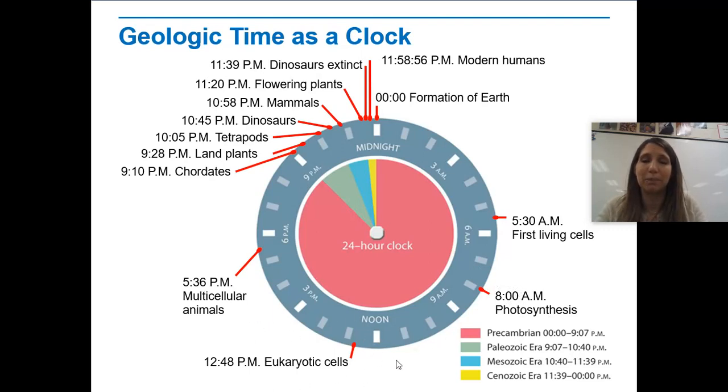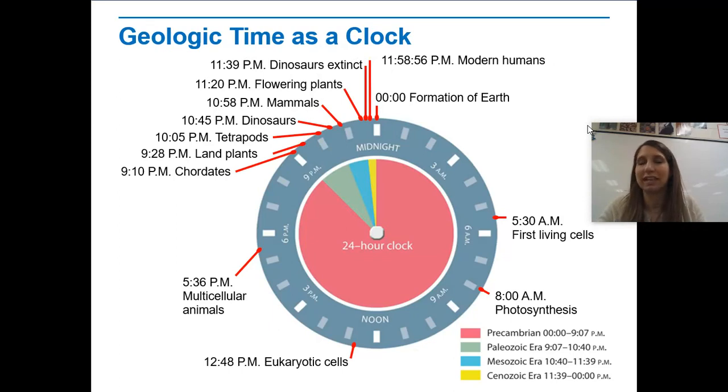Remember, cells that have membrane-bound organelles and are more complicated than prokaryotes. Multicellular animals here. Chordates, which are animals that have backbones. Land plants, tetrapods, things that walk on all fours. Dinosaurs, mammals, warm-blooded animals with hair and fur, flowering plants. Dinosaurs go extinct, humans come into being, and now we are where we are.